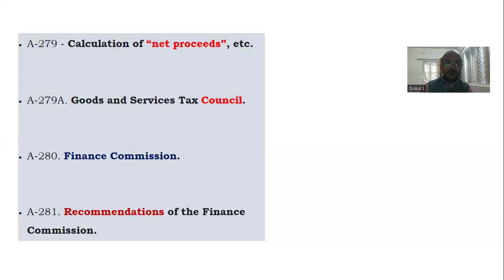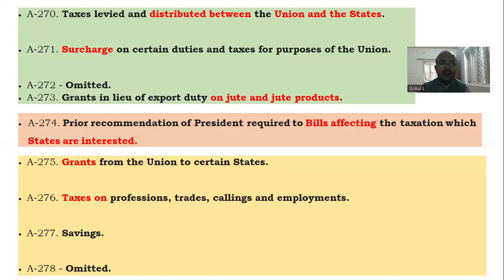Okay, next set of article 270 speaks about tax levied and distributed between union and state. Next, surcharge. What is surcharge? 271 speaks about surcharge on certain duties and taxes for the purpose of union. What is surcharge in general? Surcharge is nothing but tax upon tax. You are levying tax, on that again you are levying tax so that government gets more revenue. Suppose your income is crossing a certain limit, only then surcharge will be imposed. So now you keep in mind surcharge is something which is tax on tax.